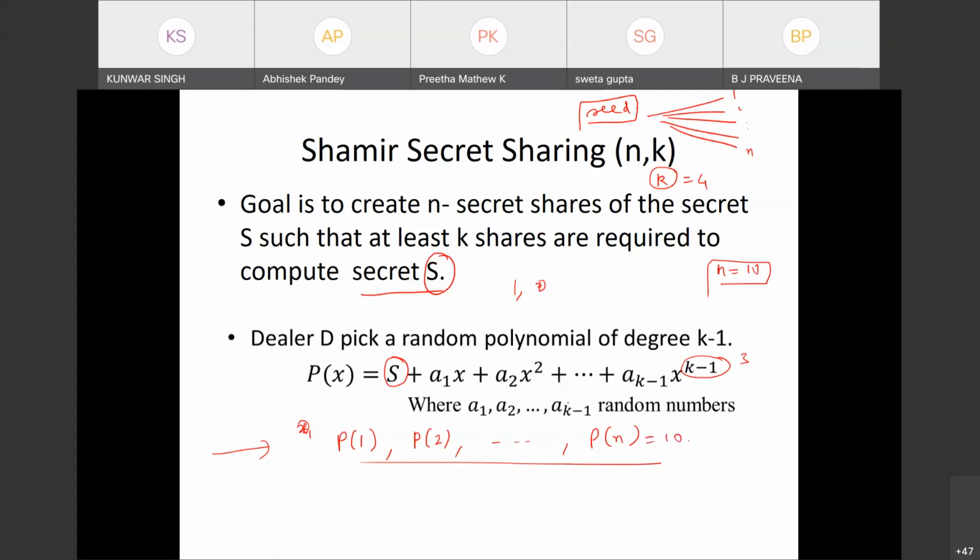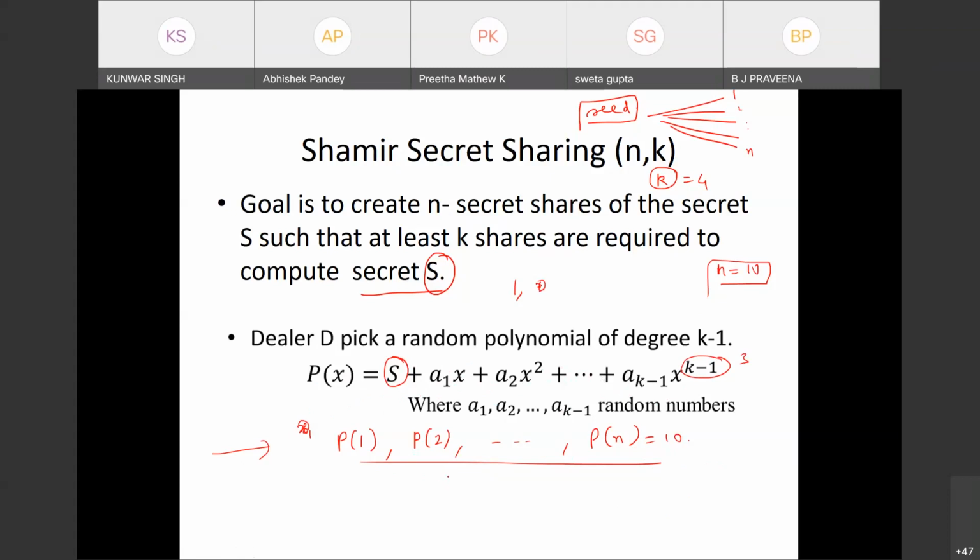So I did this for the polynomial. After that, I don't keep the polynomial. I have forgotten about it, I destroyed this polynomial, I didn't keep it. I only know these shares in 10 places.